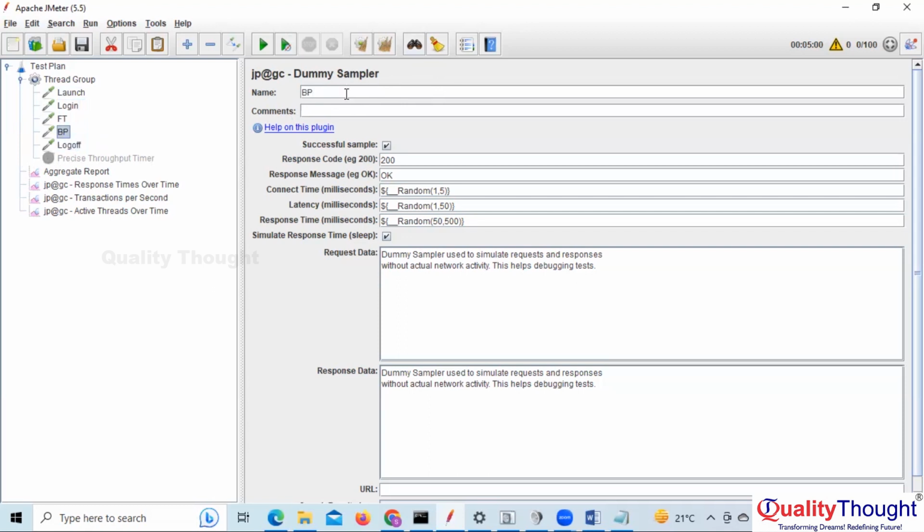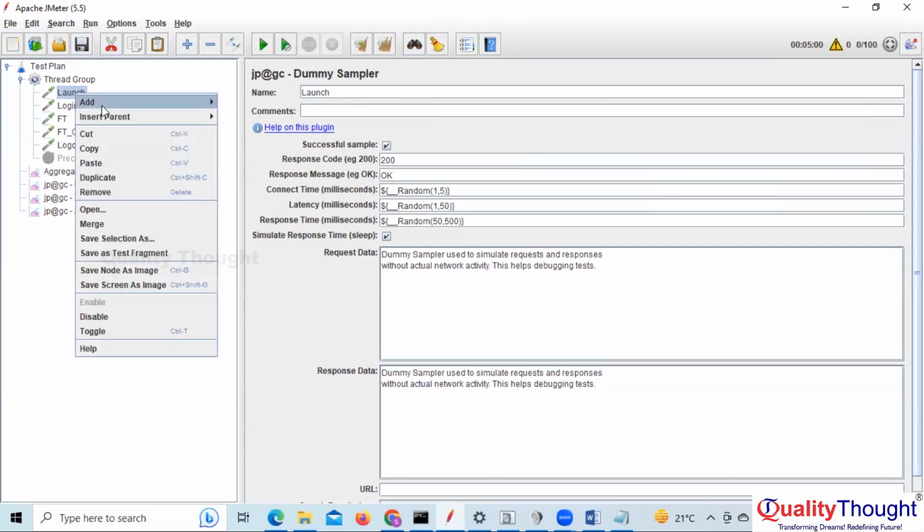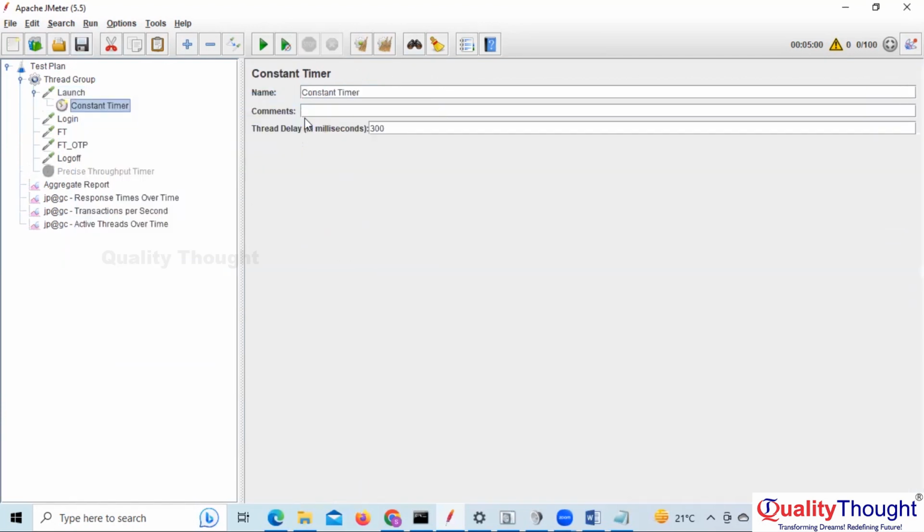Or just think it's fund transfer, OTP, and log off, right? So this is your scenario, and you will give think times also, right? You will give think time in your script, right? So let us add our think time also here.